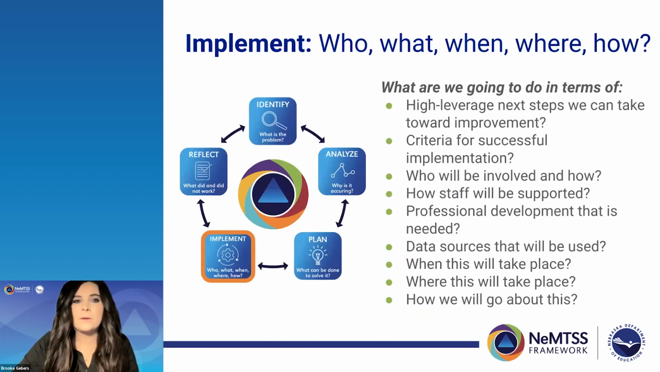The next step of the problem-solving model is implement. Teams will start to identify the who, what, when, where, and how of their plans for improvement during this step. They'll determine high leverage next steps, the criteria for successful implementation, who will be involved, how they will support staff, professional learning that might need to occur, data sources that will be used to determine growth, when and where these action steps will occur, and ultimately, how they will approach this plan for improvement.